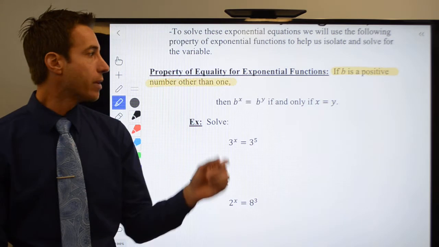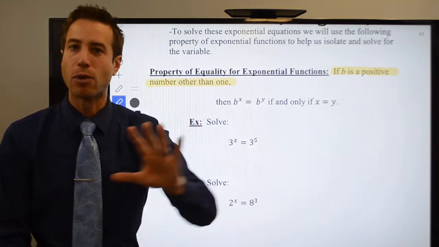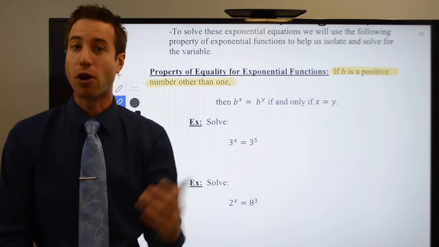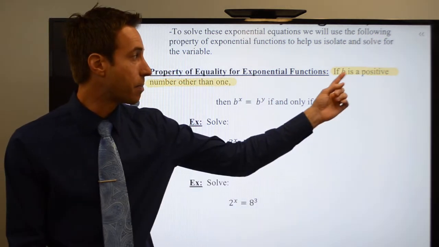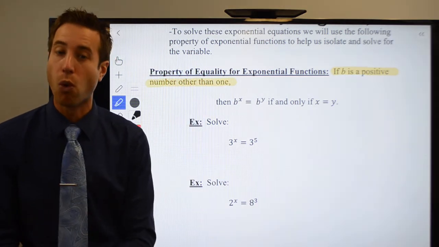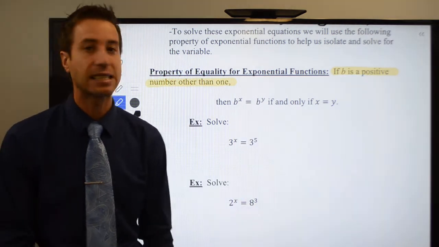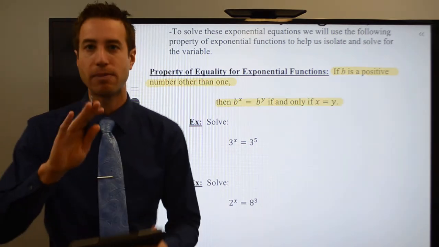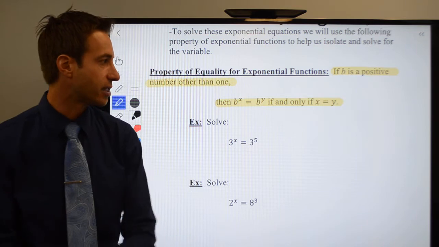Okay, so what we've got here is as long as b, and remember from the previous section, b is going to be the base of our exponential function, right? So b is our base, and as long as b is a positive number other than 1, we have this fantastic property of equality. Here's what it means, and it should make perfect sense. I'll show you why in just a second.